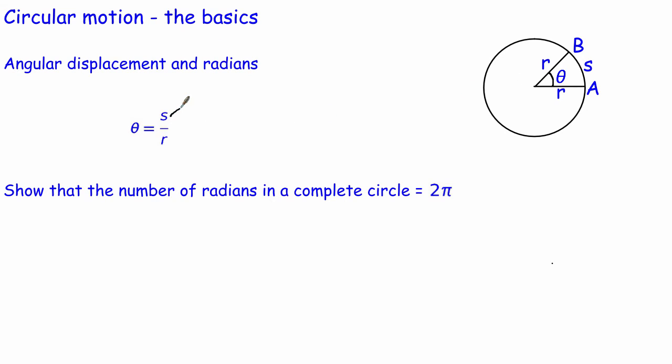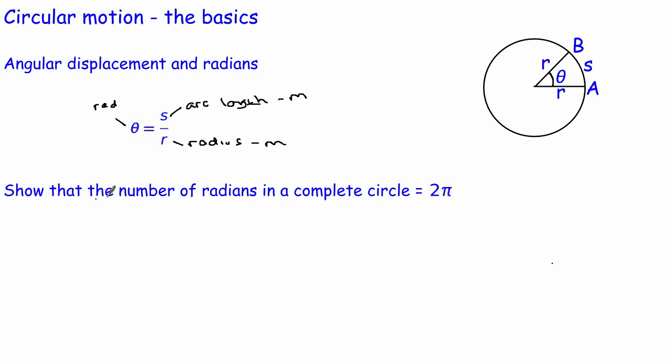S is just the arc length, which is just the distance from here to here, so that's measured in meters. R is the radius of our circle, and that's also measured in meters. If we do S divided by R, it tells us the angle that this thing has moved through in radians. So that's measured in radians.